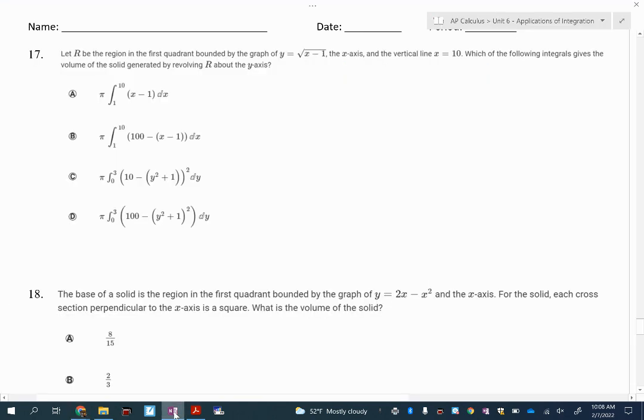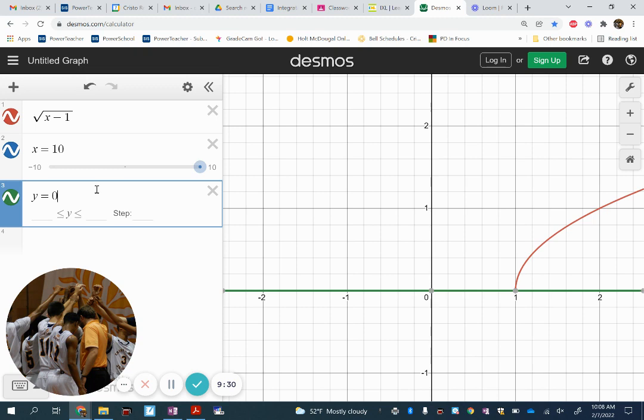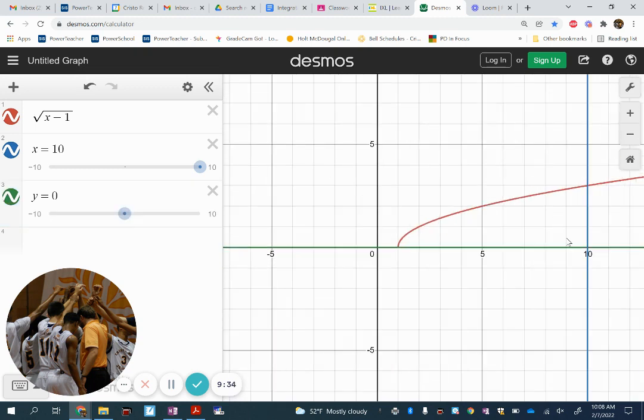And we have the vertical line x equals 10. And the x-axis, so y equals 0. Zoom out so you can see all of it. There we go. And we're revolving around the y-axis here.